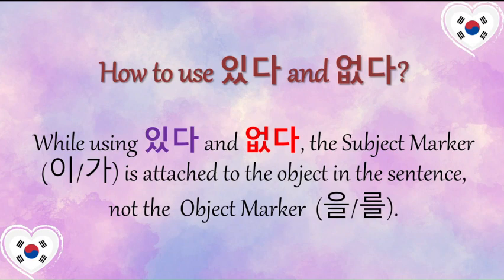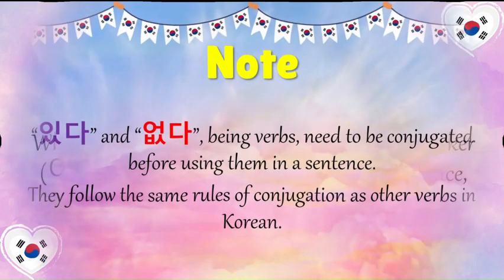object से. Whenever you are using these two verbs in a sentence, then you have to attach either e or ka to the object. We are going to see the examples to understand this concept more clearly, how to use them. Okay, now here is a very important note.